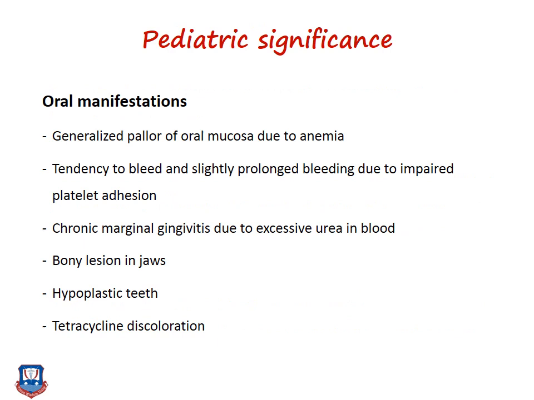So the pediatric significance, the oral manifestation that we see, is generalized pallor of the oral mucosa because these children are suffering from anemia. There is a tendency to bleed and slightly prolonged bleeding due to impaired platelet adhesion. Chronic marginal gingivitis due to excessive urea in the blood. Bony lesions can be seen in the jaws. Hypoplastic teeth and tetracycline discoloration because of the medications that they take.